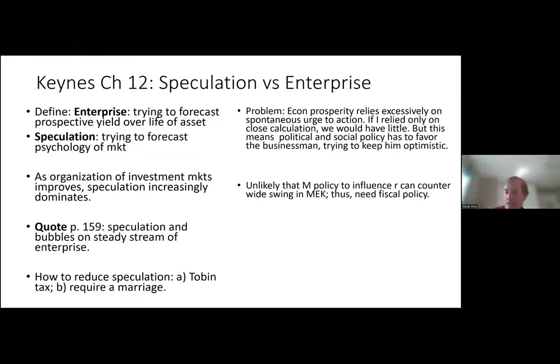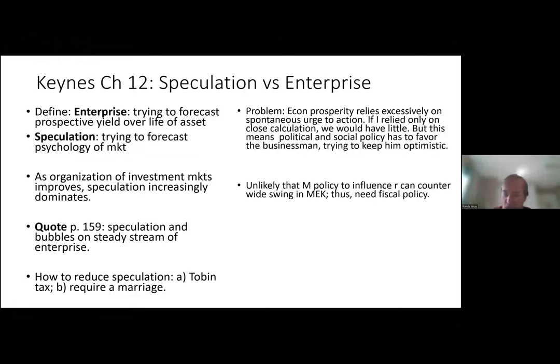What this means is that the politicians always have to favor the businessman, let's say business person, in order to keep them optimistic so that they will invest. So we're sort of beholden to the capitalists. Everything we do has to please them and keep them happy, or we don't have a decent economy. And Keynes wants to change that. So in chapter 24, he talks about socializing investment so that we don't have to rely so much on the business person and doing everything possible to keep them happy.